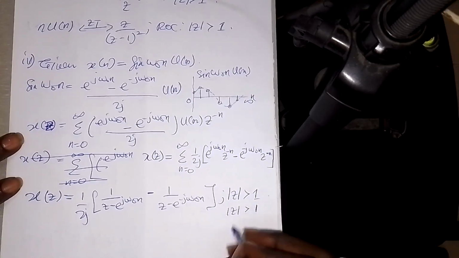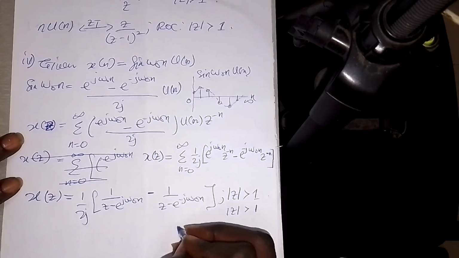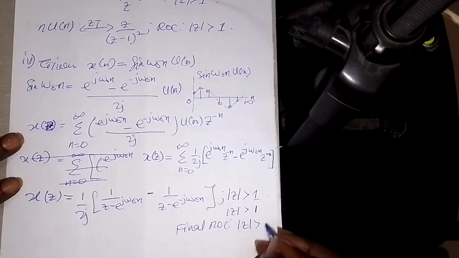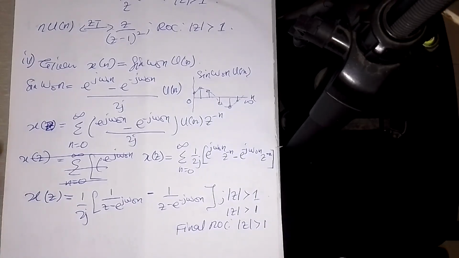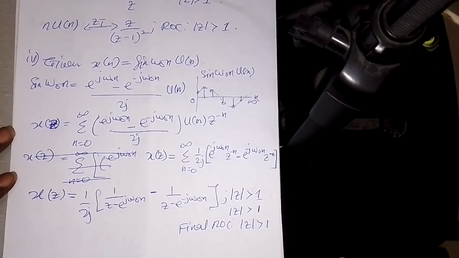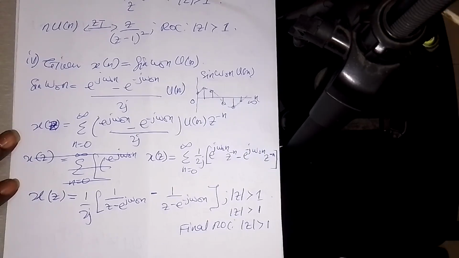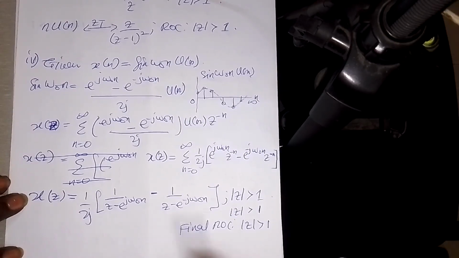And then our final ROC will be what? Z greater than what? 1. So basically, this is how you can find the Z transform for this one. That's how you can find the Z transform for this one. So here you have the 2J outside. So now you can even simplify it further.